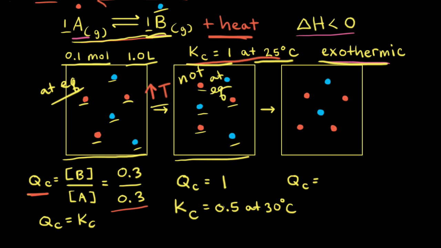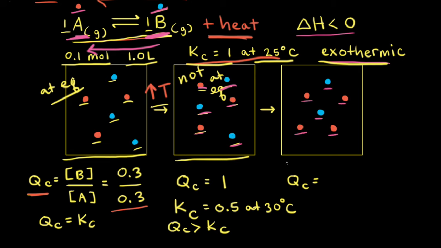So QC is not equal to KC, so we are not at equilibrium. And in this case, QC is greater than KC, because QC is equal to 1 and KC is equal to 0.5. And when QC is greater than KC, there are too many products and not enough reactants, and therefore the net reaction goes to the left. When the net reaction goes to the left, we're going to have B turn into A. So we should see 1 blue sphere turn into 1 red sphere. So if we have 3 blues and 3 reds and 1 blue turns into a red, that gives us only 2 blues and 4 reds now.